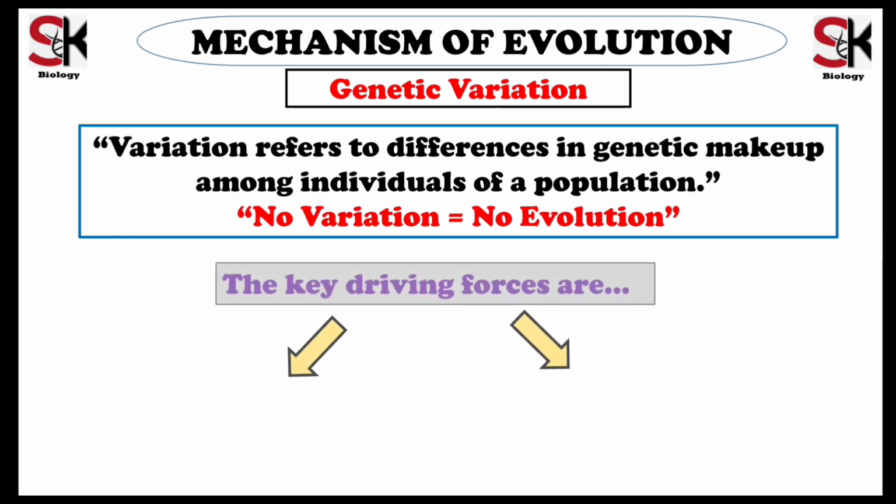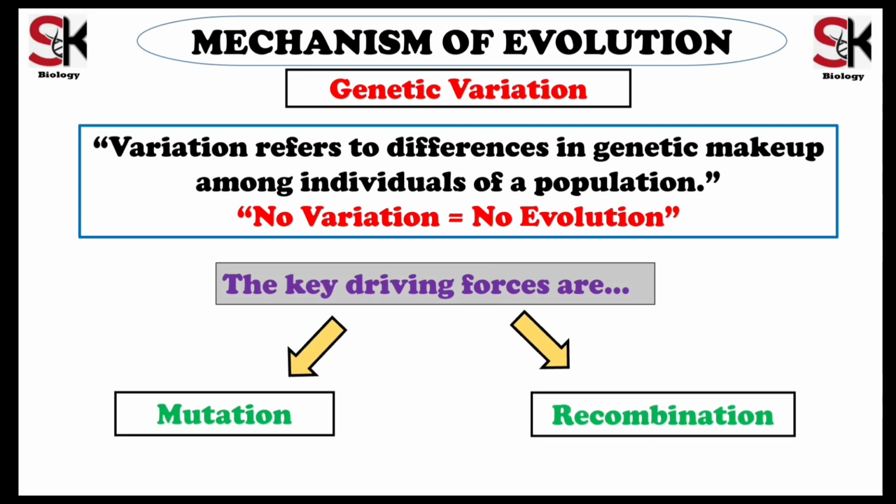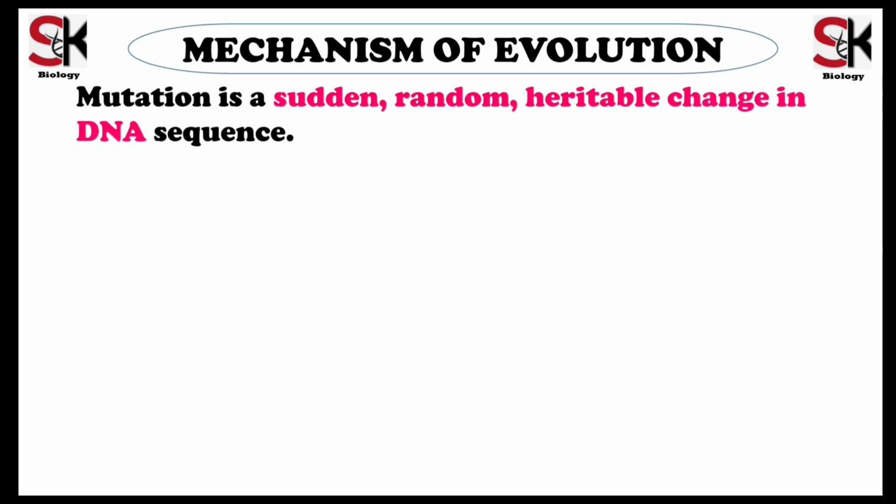The two major driving forces that create variations are mutation and recombination. Let us understand this one by one. We will start with mutation. Mutation is defined as a sudden, random and heritable change in the DNA sequence. It introduces new genetic material into a population and plays an important role in evolution.